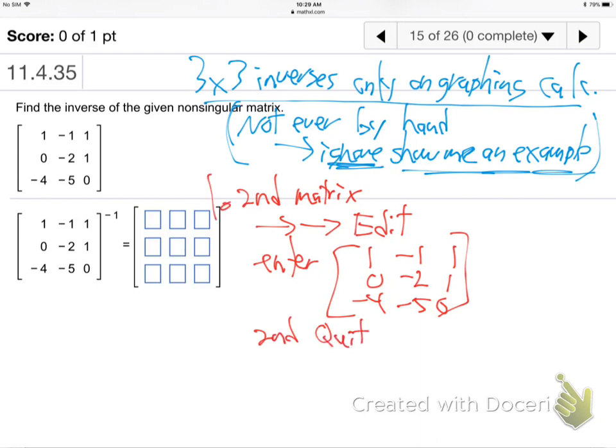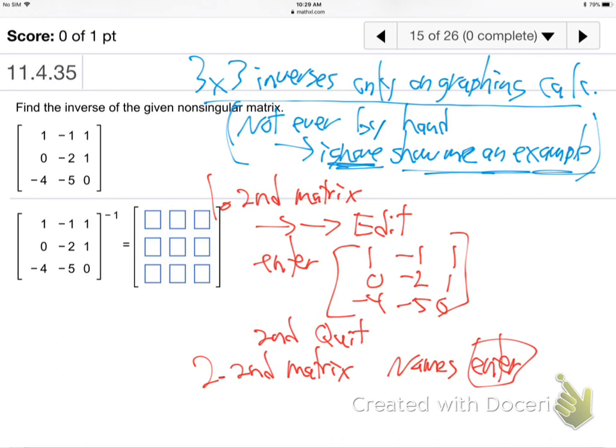So that's step 1. Put it in. Step 2, go back to second matrix again. And this time, you're going to go to names and hit enter. You're going to call forth matrix A. So put that into matrix A, call it forth, and onto the main screen.